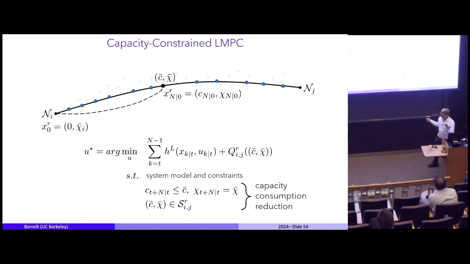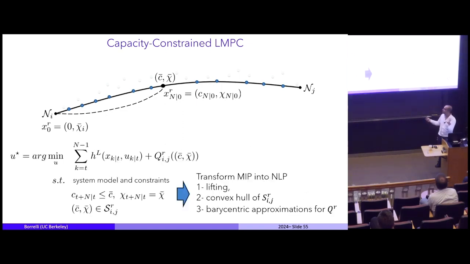People are thinking, well, this looks like a MIP. This is actually a nonlinear mixed integer problem because these are a discrete data set, and these are nonlinear dynamics. Yes, it's a nightmare, but what we do is we lift the nonlinear dynamics. These are quasi-linear dynamics. We take the convex hull of the points, and we take again the barycentric approximation, so we solve this with IPOPT. It's a large nonlinear optimization problem. It's not too bad, actually, for the class of problem you're looking at.